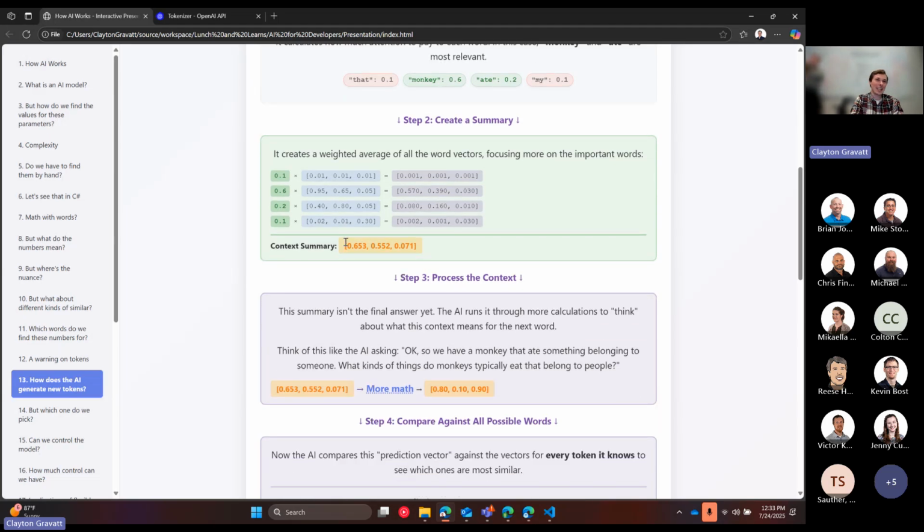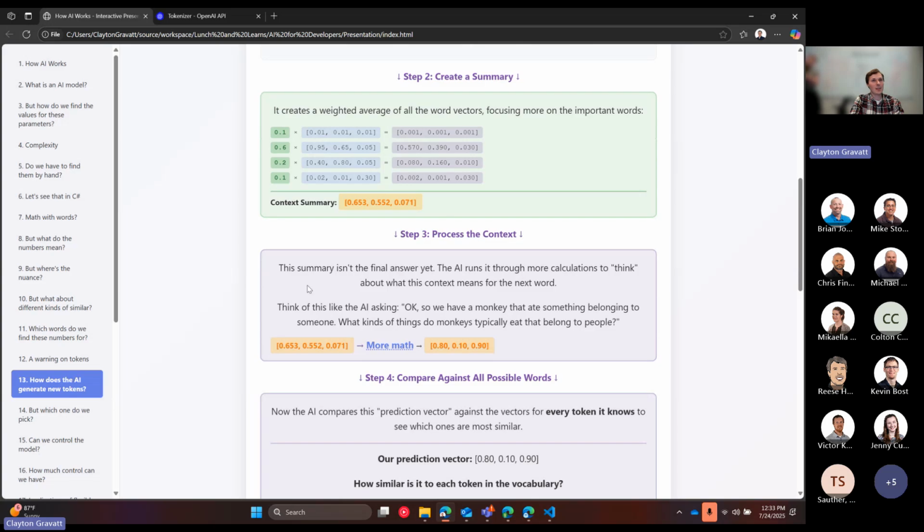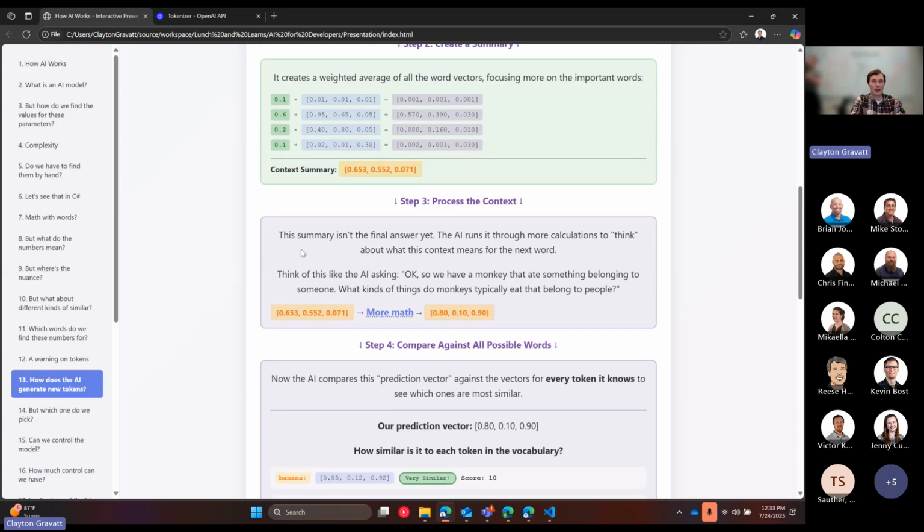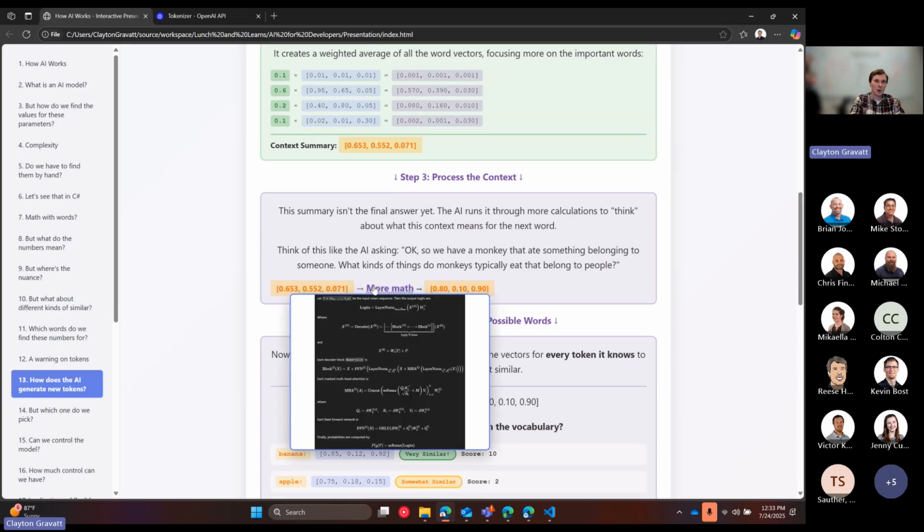But so we've calculated something that somehow represents the context so far, where there's a lot of "monkey" in here, there's a lot of "ate" in here. Those are the more important things, and maybe some "I." And this isn't the final answer yet. So this is a summary of what's happened so far. Next, our AI model has to run through a few more calculations to think about, okay, so these are the numbers that represent what's happened so far. Somehow I need to calculate that next word, that next token. And so it does more math. Let's not worry about what that math is, but somehow it does more math along the way.